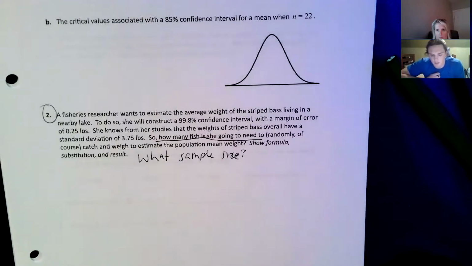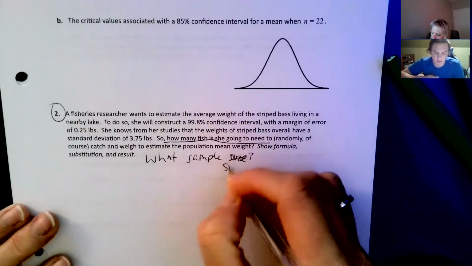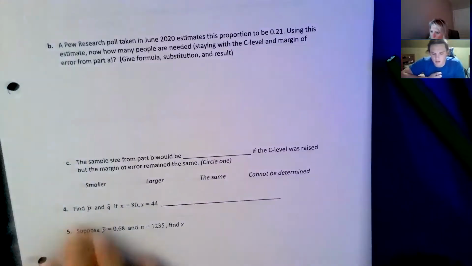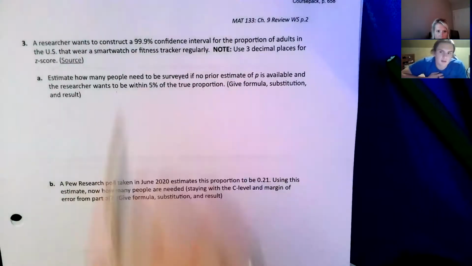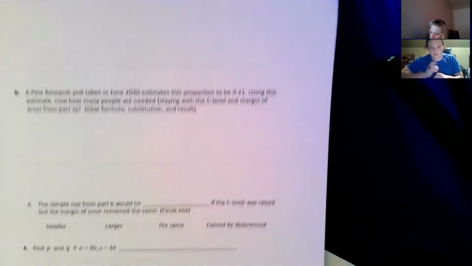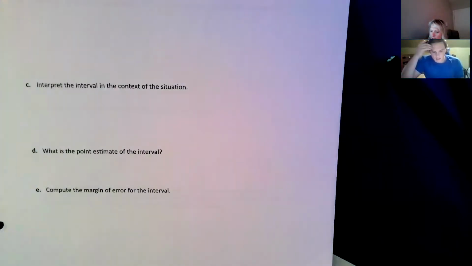So when it says how many fish, is it kind of the same thing as number 3 on the other side? Yeah, number 3 is also asking for a sample size. Yep. So you can do number 1. You should be able to do 4 and 5 and all of 6 and all of 7.